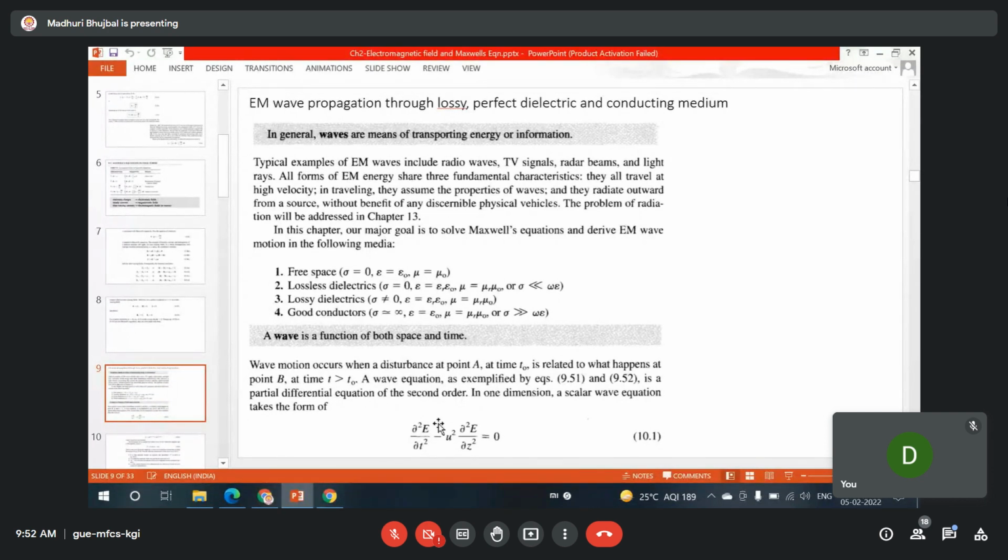So now wave equation, just write down wave equation in one dimension. That is called as a scalar wave equation. Write down wave equation in one dimension, or you can write down as scalar wave equation. The scalar wave equation is given as, write down equation 10.1.